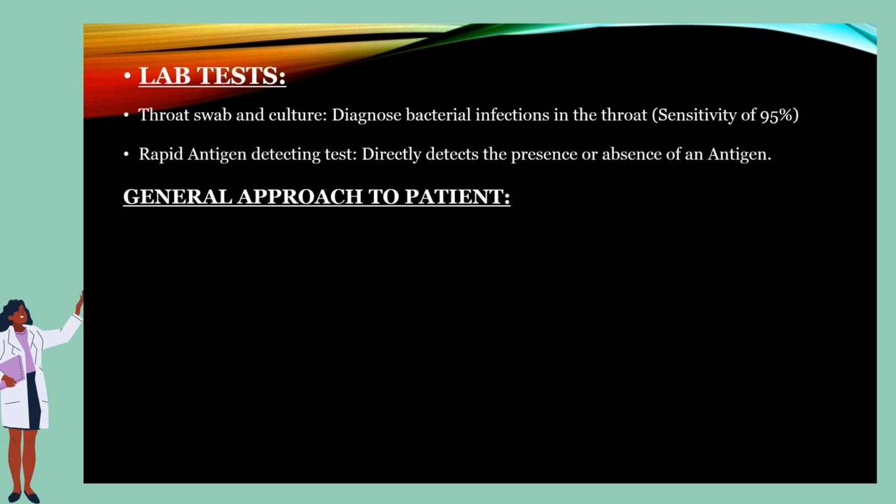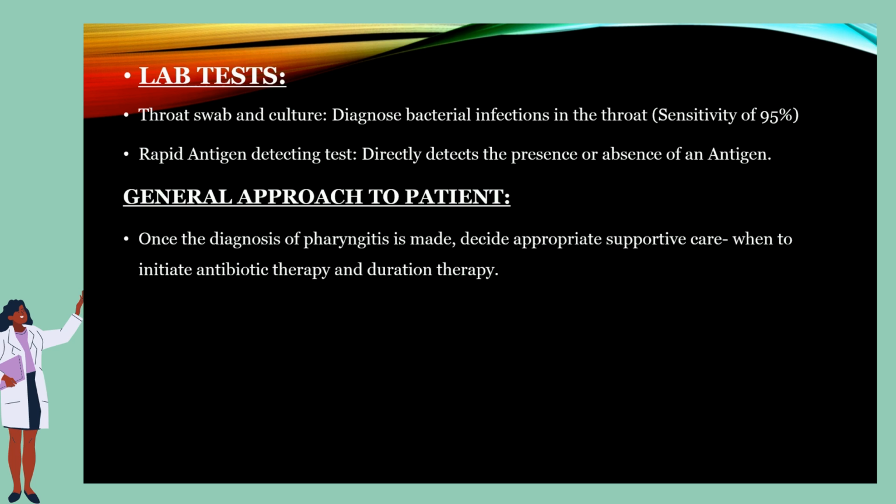So how does a doctor approach a patient who is suffering from pharyngitis? This is a general approach to treatment. Once the diagnosis of pharyngitis is made, once it is clear that the patient is suffering from pharyngitis, the healthcare professional has to decide the appropriate supportive care, that means when to initiate antibiotic therapy, the duration of therapy, the dose, and the contraindications. He has to take all of it into account. Then he has to decide what type of treatment has to be given to the patient.